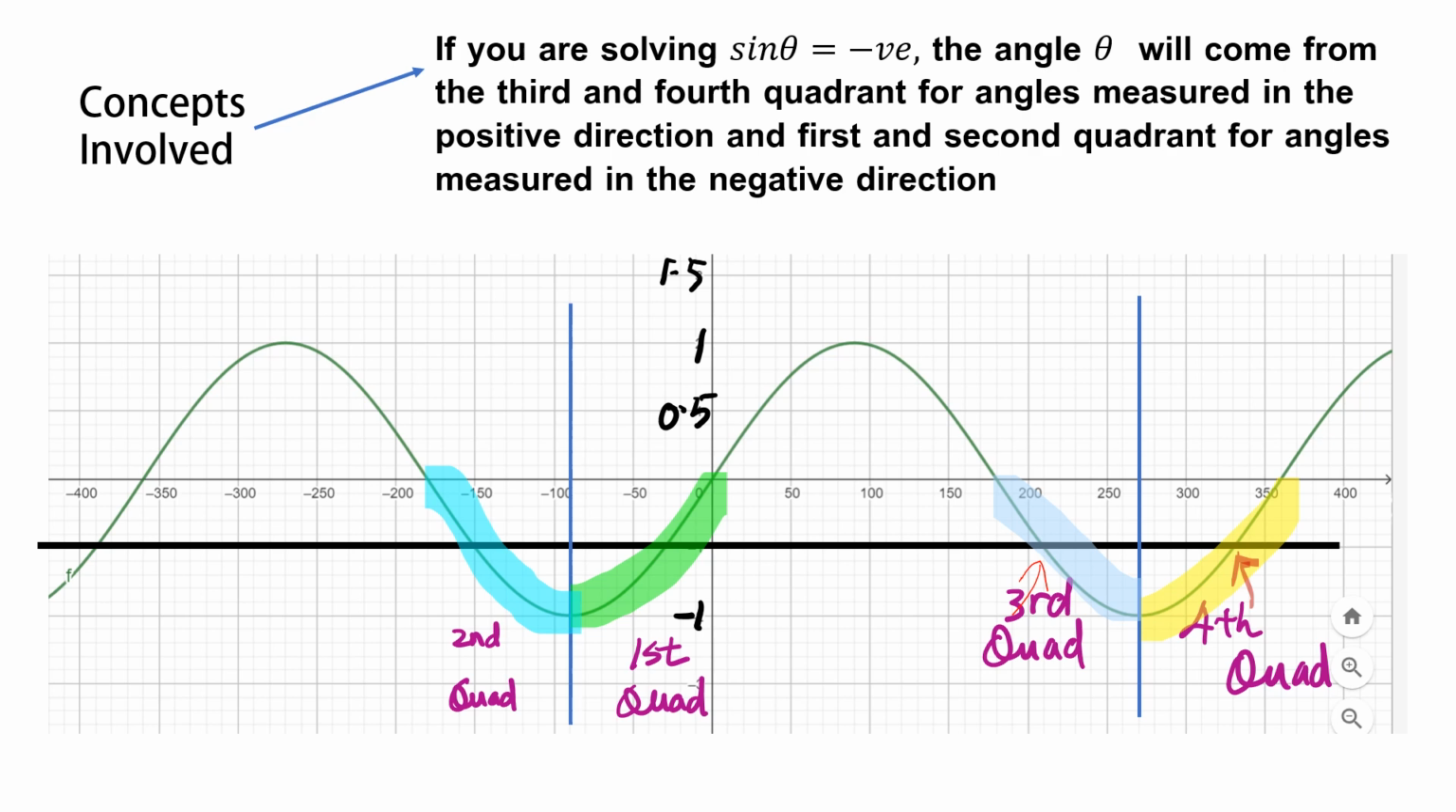So in summary, if you're solving for sine theta equals a negative number, then the angle theta will come from the third and the fourth quadrants for angles measured in the positive direction, and the first and second quadrants for angles measured in the negative direction.